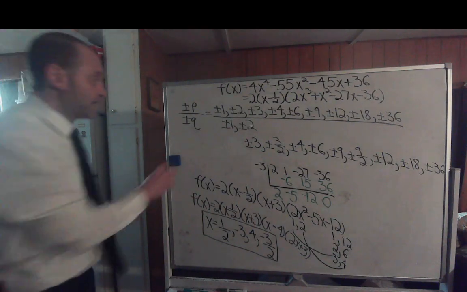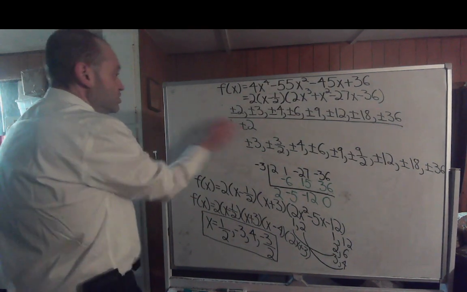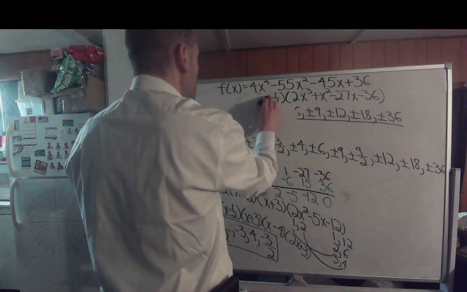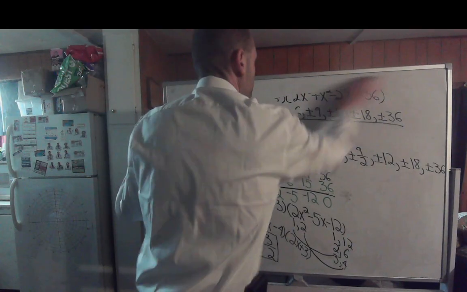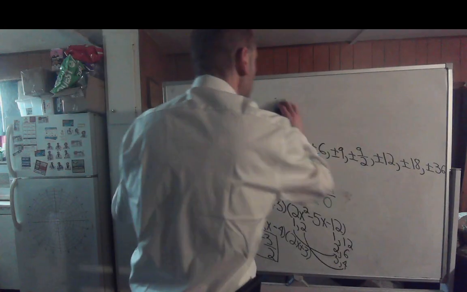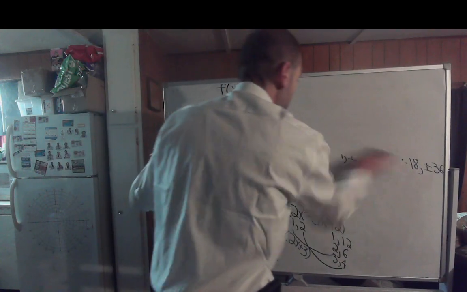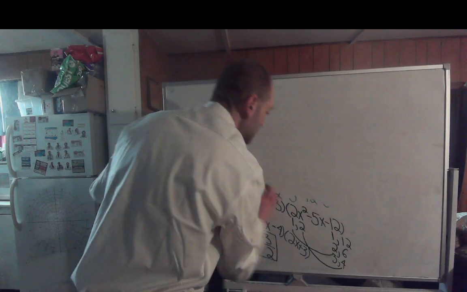There is a simple x to the 5th function I'd like to do. It's not nearly as grueling as this one. You're not going to have nearly as many possible rational zeros. Not even close.